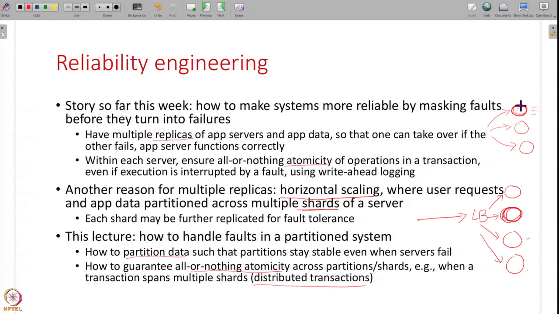Earlier, the transactions we saw were in a single system, where you log to disk and guarantee atomicity, but now we are talking about transactions spanning multiple partitions of a system. These are the two topics we will study in today's lecture, which is basically at the intersection of horizontal scaling and fault tolerance.